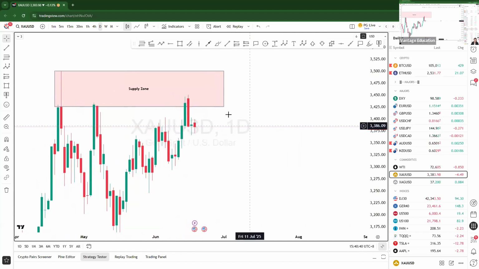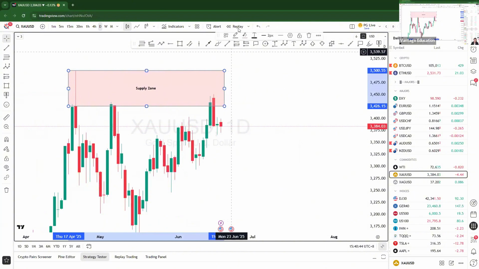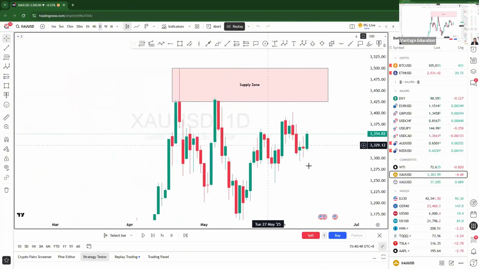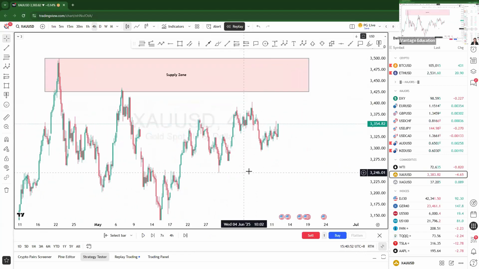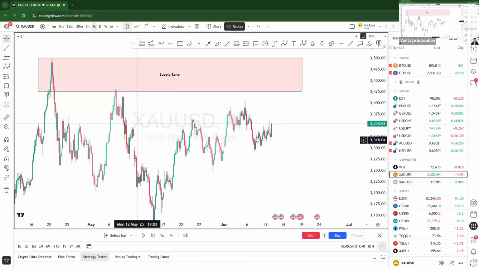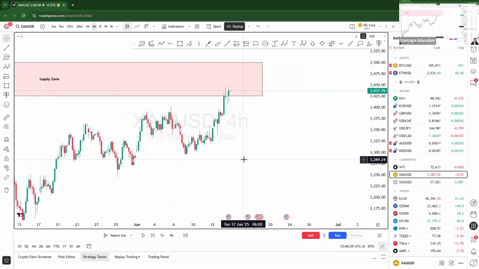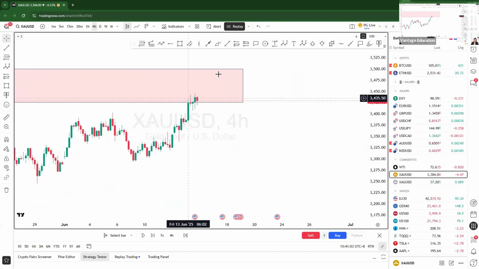Okay, this is my supply zone. Go back here, right? Back here. I go back to like this level, let's say based on the H4 time frame.